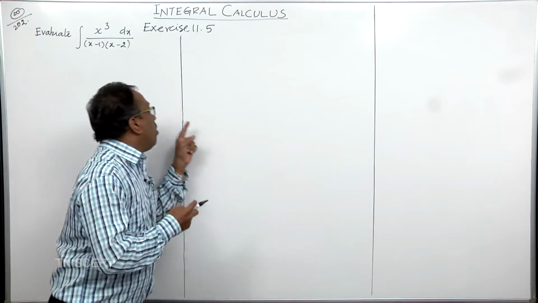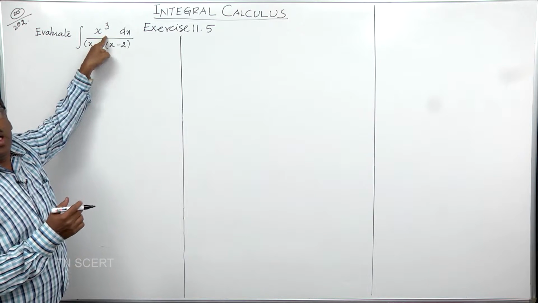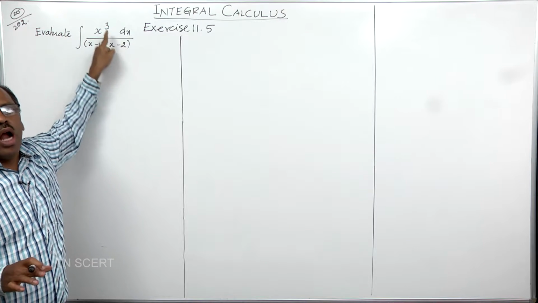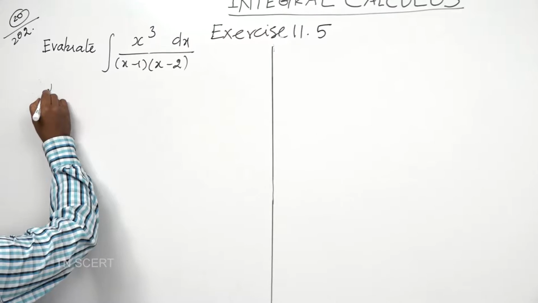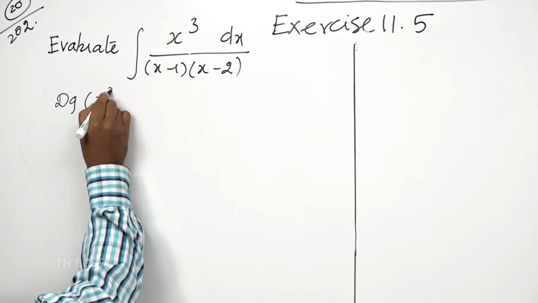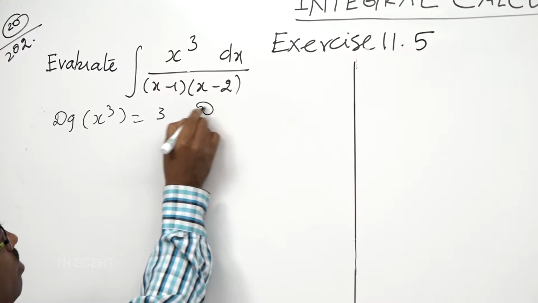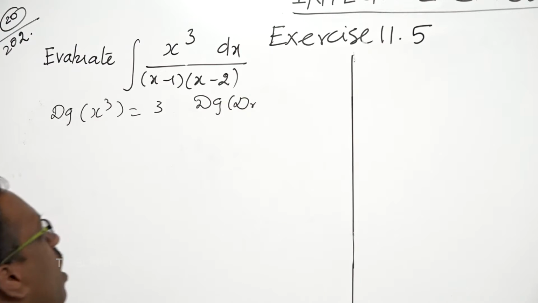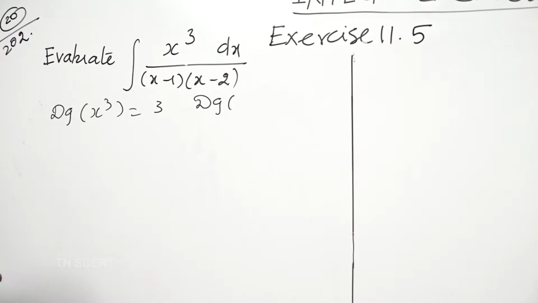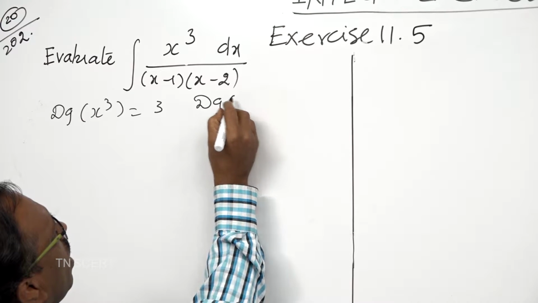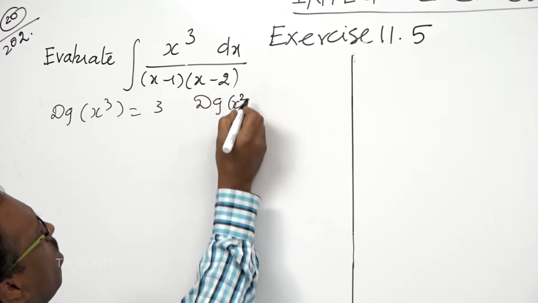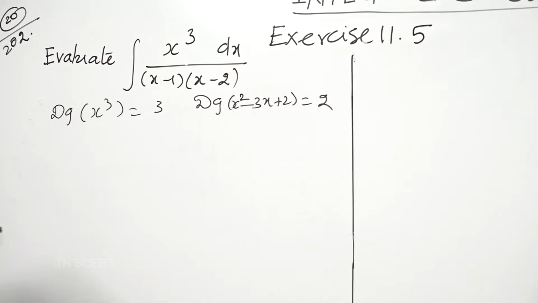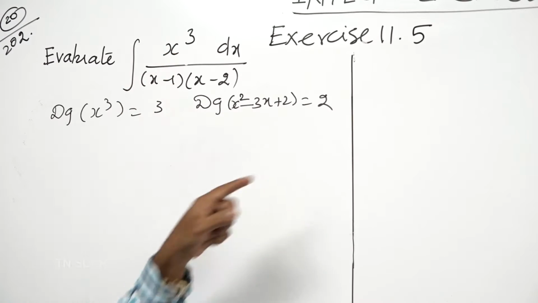Okay. Here what is the numerator of the function? X cube. Denominator x minus 1, x minus 2, which means it is second degree and the numerator is third degree. So degree of the numerator is x cube, nothing but 3. Degree of the denominator: here remember students, x minus 1 into x minus 2 is x square minus 3x plus 2, which means it is 2. That means the degree of the numerator is greater than the degree of the denominator.